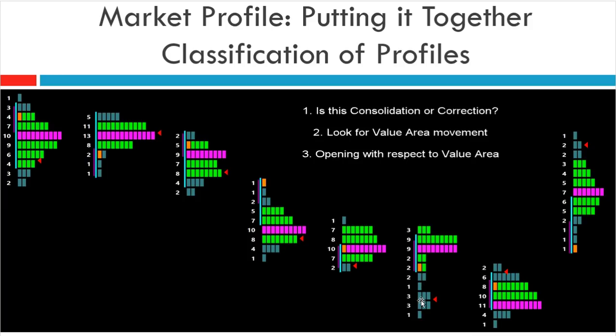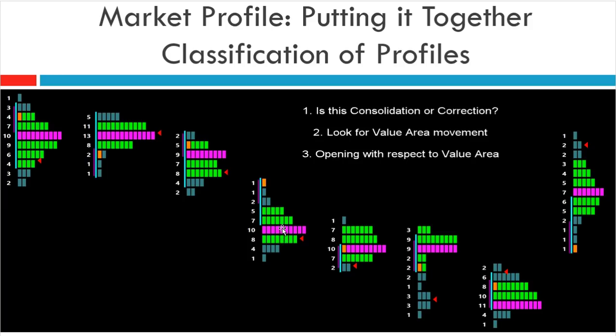So this is a much stronger bearish profile when you compare it with this one. Okay, yeah, so let's come back to this profile. What has happened is that this profile has opened below the value area of the previous profile, price has moved down, and finally the price has closed below this value area. So even this profile can be categorized as a strong bearish profile.